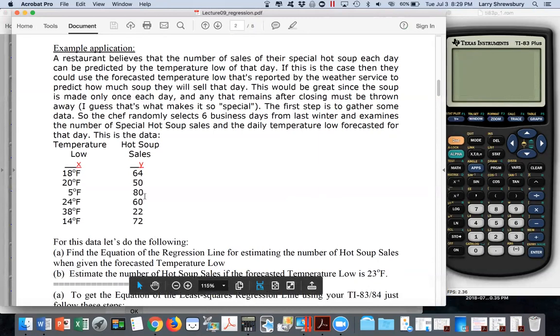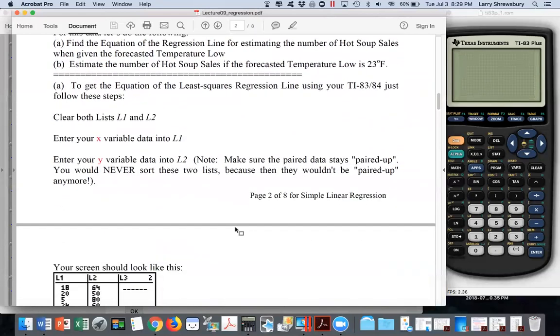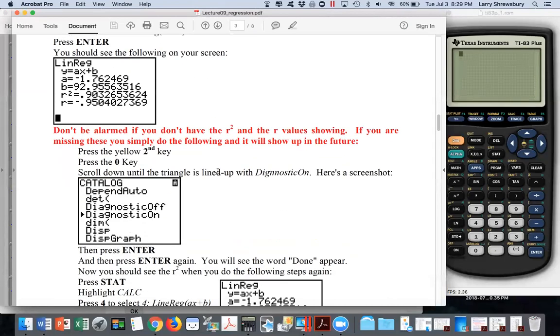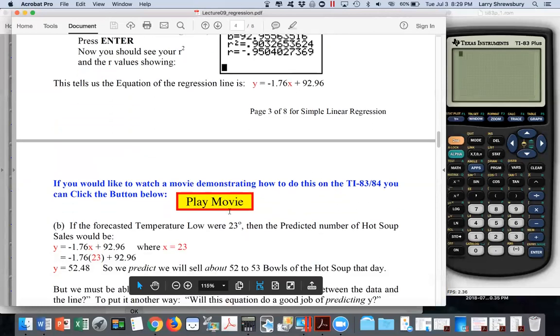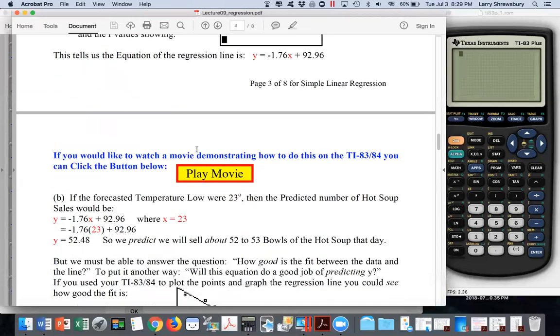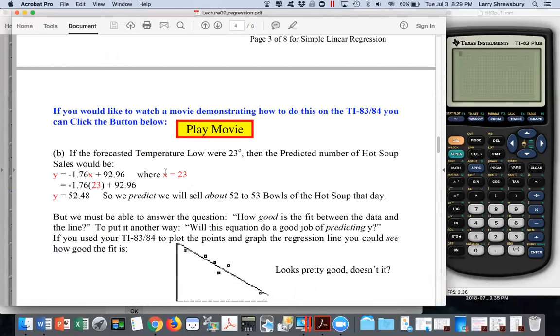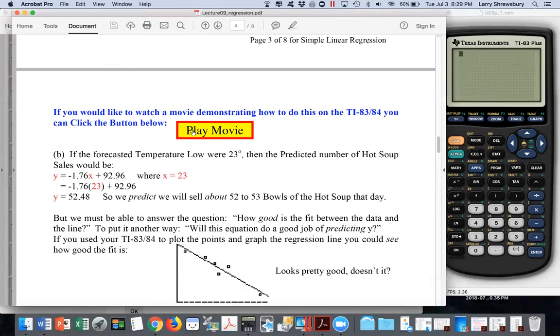And so that's what you do: you put this data in list 1 in your calculator, this data in list 2. I'm not going to do this example because you can do it on your own when you go through the lecture notes. It steps you through the whole process, showing you the keys you press and how to turn the diagnostics on if you're not getting the R squared and R. You can even play a movie and it'll step you through all this so you can follow along. So that's why I'm not going to do that example, because you've already got a movie for it.